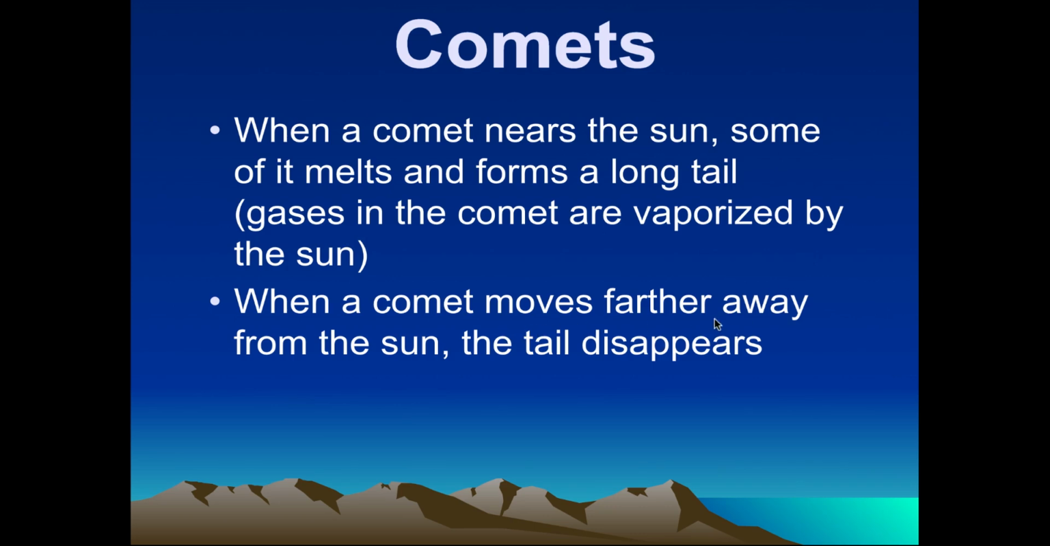When it moves further away from the sun, the tail disappears. And that's because it's not as hot near the sun. And so those gases aren't being vaporized. So you don't see the tail. But the comet is still moving very fast and moving in an elliptical orbit.